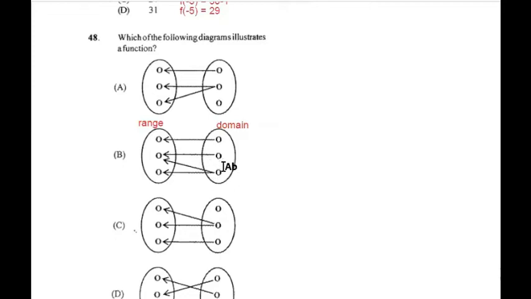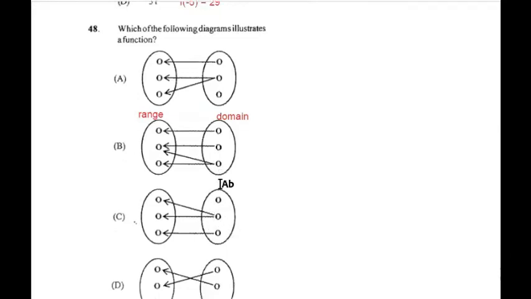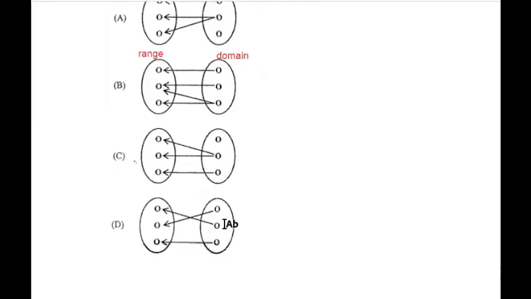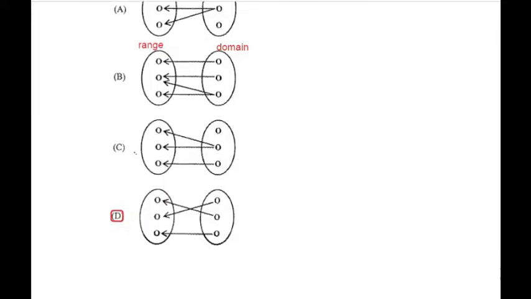B is not a function as 2 arrows are coming from this last element. C is not a function as 2 arrows are coming from this middle element. And D is a function as only 1 arrow is coming from each element in the domain. So that's just an easy way of looking at it. So our answer is D. So D is the function that we are looking for, and we got our correct marks, and we are moving on.